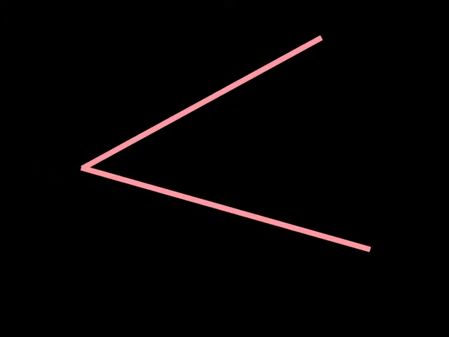Next one we're going to look at is bisecting an angle. So it's the same word, bisector. However, we're going to be bisecting an angle. So if we have an angle like so, and we want to find out the bisector of this angle.